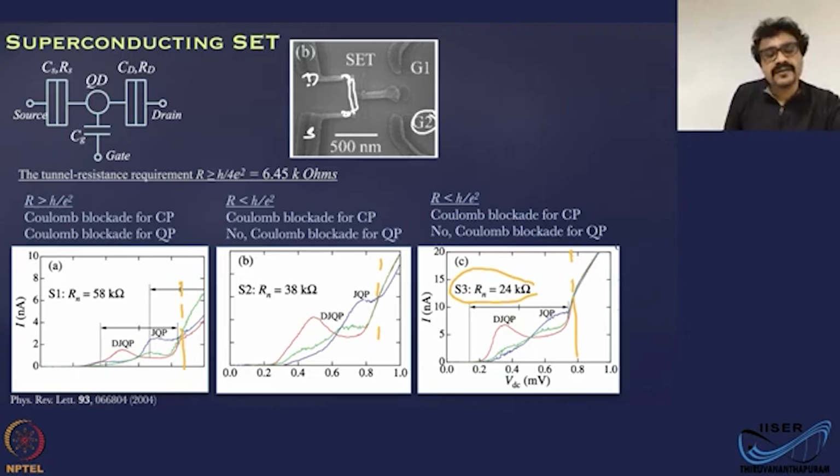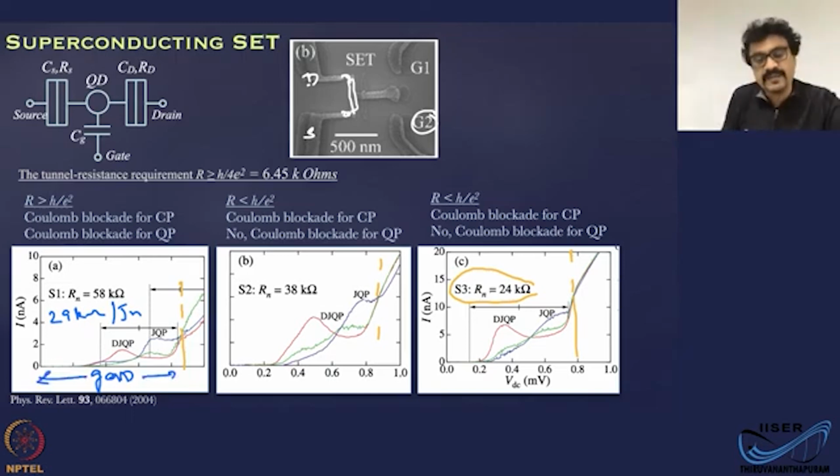Now in this case you have total resistance of 58 kilo ohm, and these tunnel junctions are more or less symmetric and identical, so you can assume this is close to 29 kilo ohm per junction. Okay, so you can observe charging effects of quasi-particle that is above the gap. So the gap is in this range.